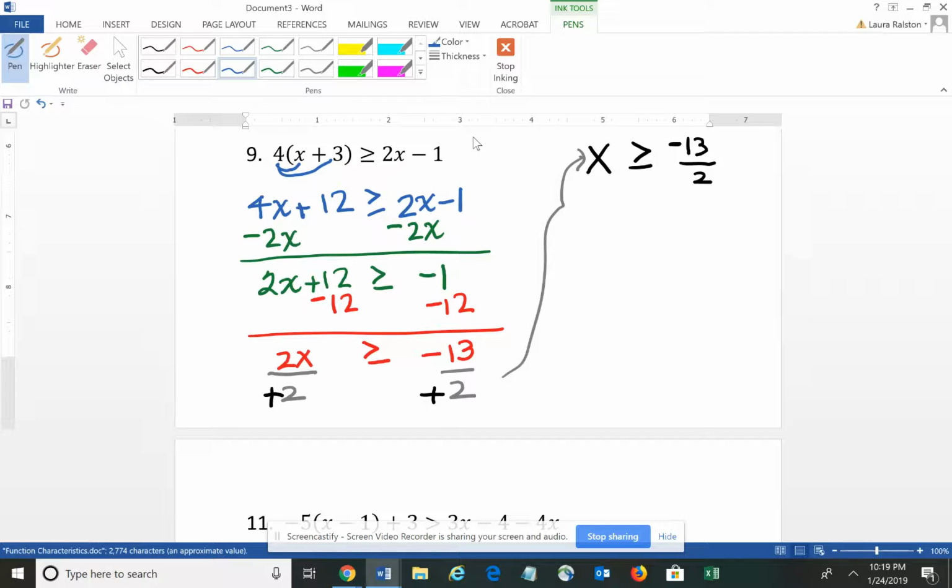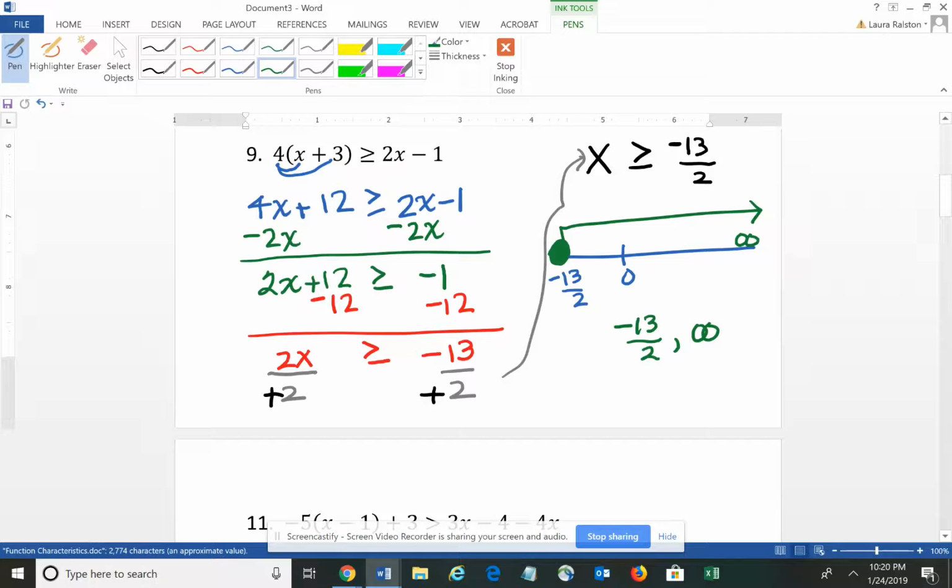So we think about this in terms of a number line. Negative 13 halves would be somewhere here on the left. I can use the negative 13 halves because it's equal, so we would have a colored in dot, and I want to be greater than, so I want numbers to the right. And again, that has the connotation that it goes to positive infinity. So we would begin at negative 13 halves and go to positive infinity. Infinity always gets a parenthesis. We can use the negative 13 halves, so we would use a bracket.